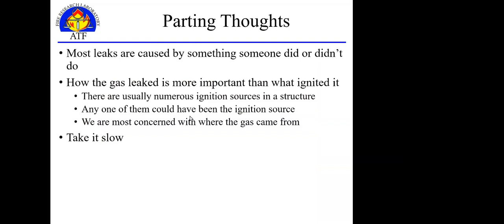So to kind of wrap it up, most leaks are caused by something somebody did or didn't do, whether they opened a gas line or they didn't cap an abandoned line. Typically, we're more concerned with where the gas leak came from as opposed to what the ignition source was. We can usually identify any number of ignition sources, and while it's great to identify a single one, I think our biggest concern with a gas explosion is where did the gas come from? And so that's where our emphasis is usually placed. And the big thing here is, take it slow.